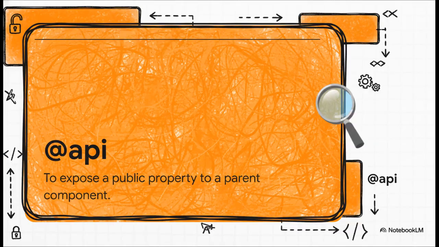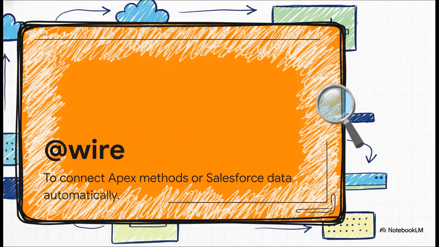Next, we've got @API. This one is all about communication. It basically hangs a sign on a property that says, hey, I'm public. It allows a parent component to pass data down into this component. And why is that a big deal? Because it's the entire foundation of building reusable components. You can create one generic display panel and then just reuse it all over your app by passing in different data through its @API properties. Super powerful.